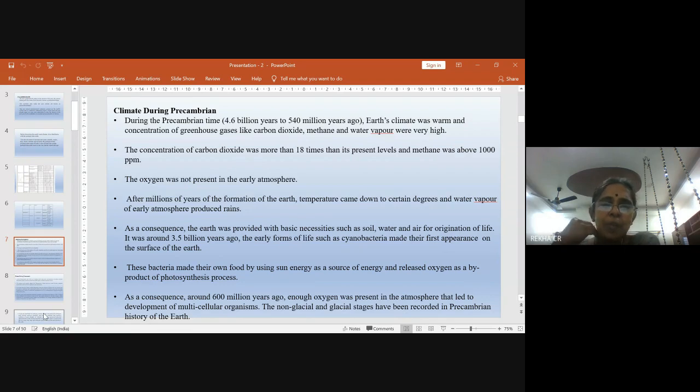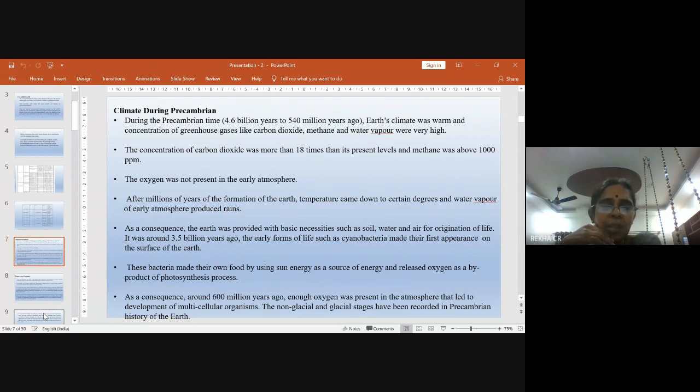So the early forms of life were around 3.5 billion years ago, and the first life was by the cyanobacteria. Cyanobacteria made their first appearance on the surface of the Earth. Cyanobacteria is also called the blue-green algae. These bacteria made their own food by using the energy of the sun, and released oxygen as a byproduct by a process called photosynthesis.